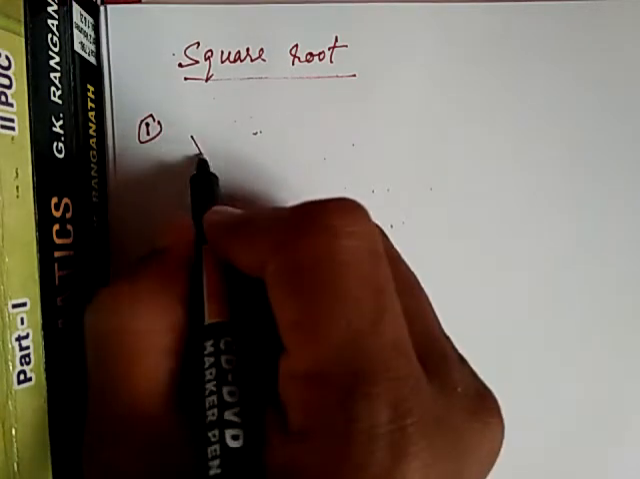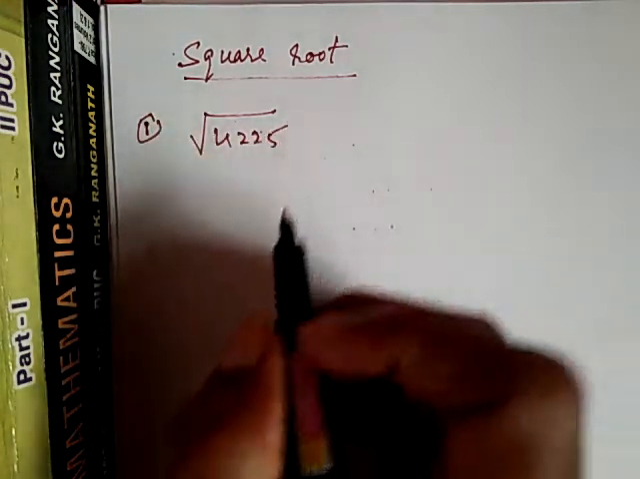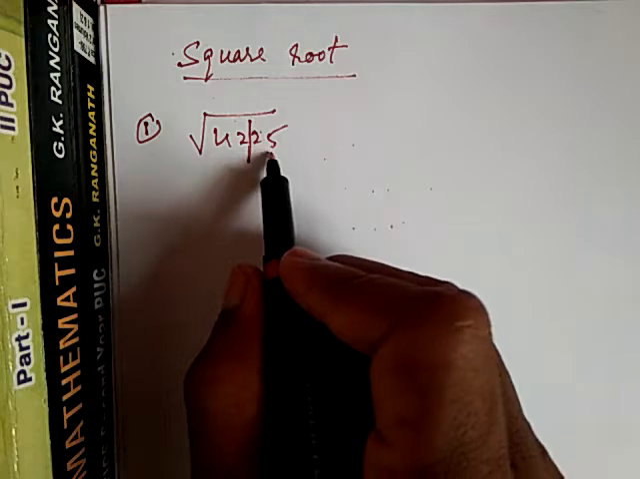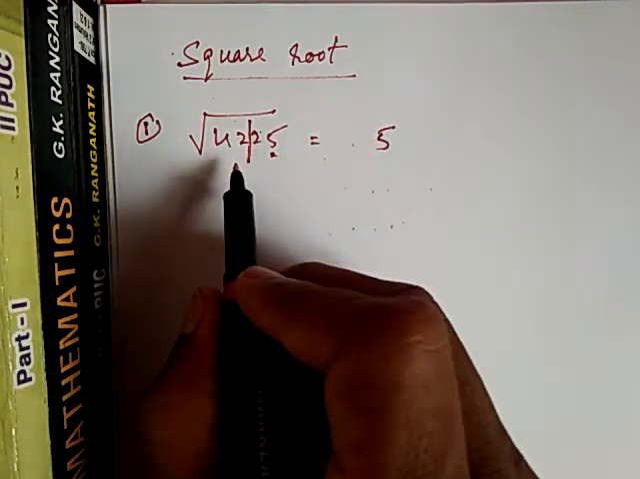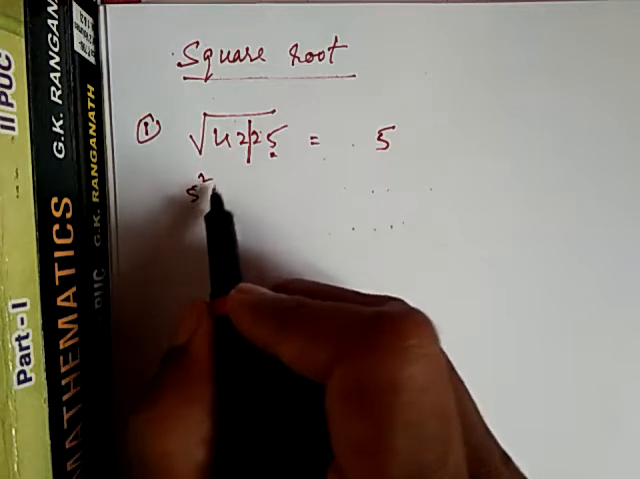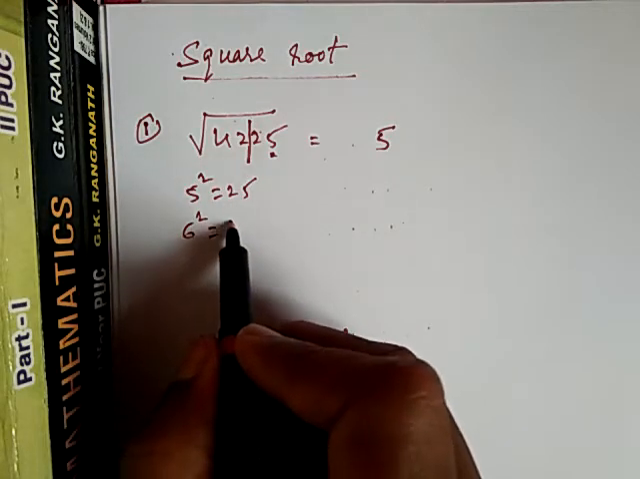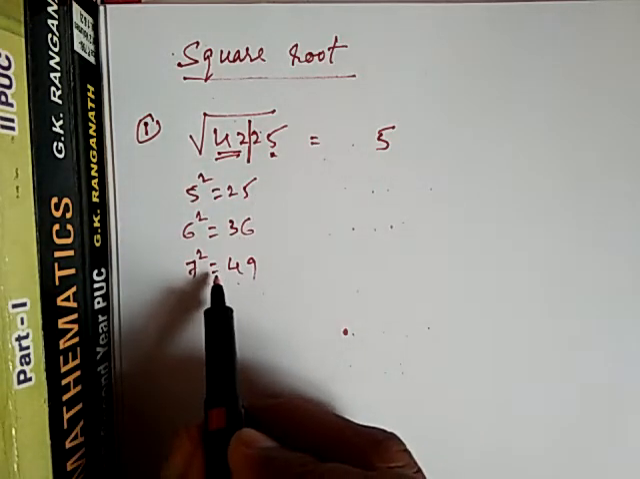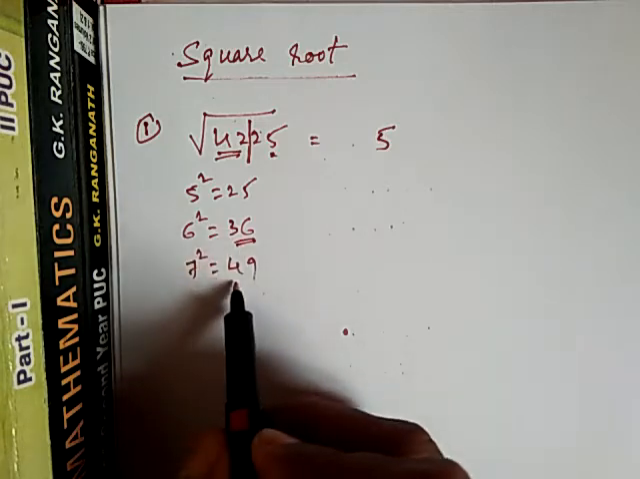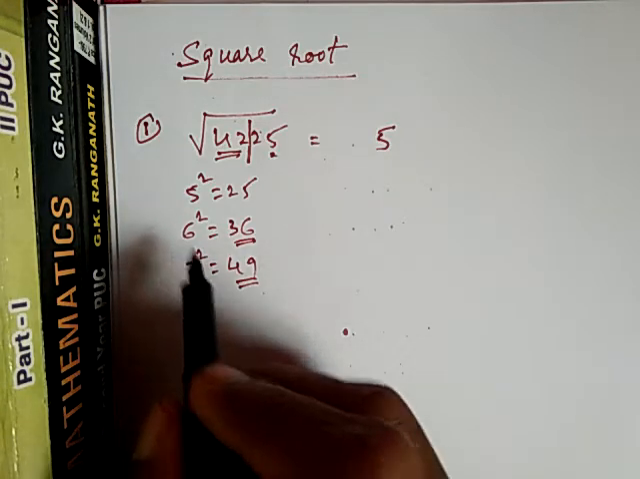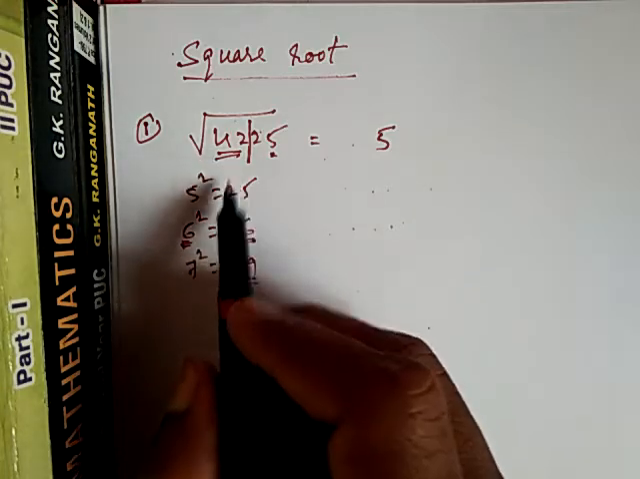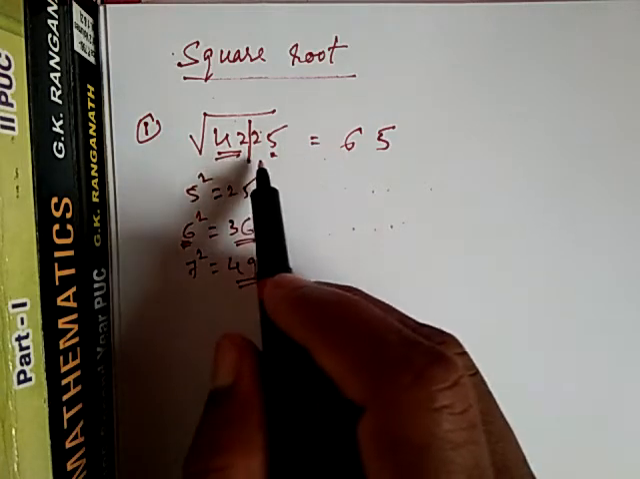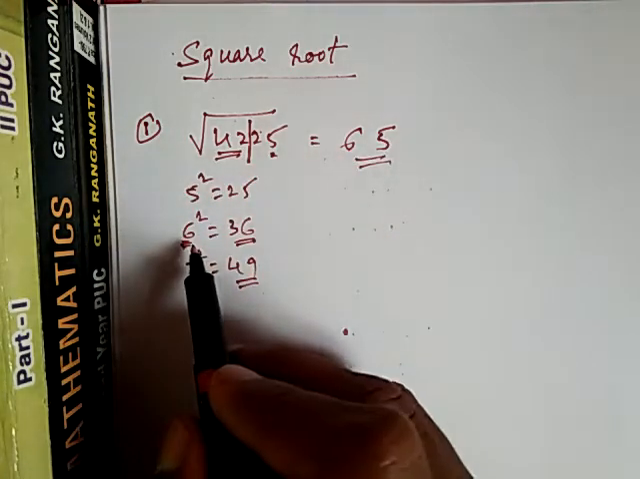So first one I will take here, root of 4225. Before solving this one, you have to make it like this. When 4 digits are given, make two digits. It is ending with 5, so you have to write 5 here. Now 5 square is 25, 6 square is 36, 7 square is 49. So the next two digits are bigger than 36 and lesser than 49, means you have to take the lesser one. So what is that here, 6. So 65 into 65 will be 4225, so the square root of 4225 will be 65. The smaller one you have to take here.